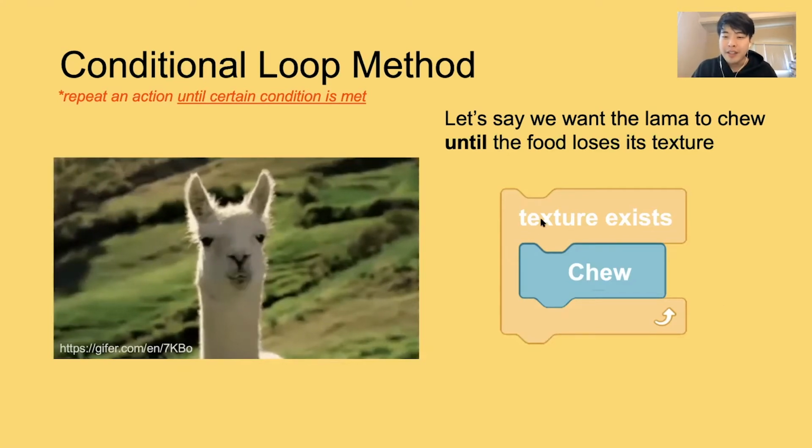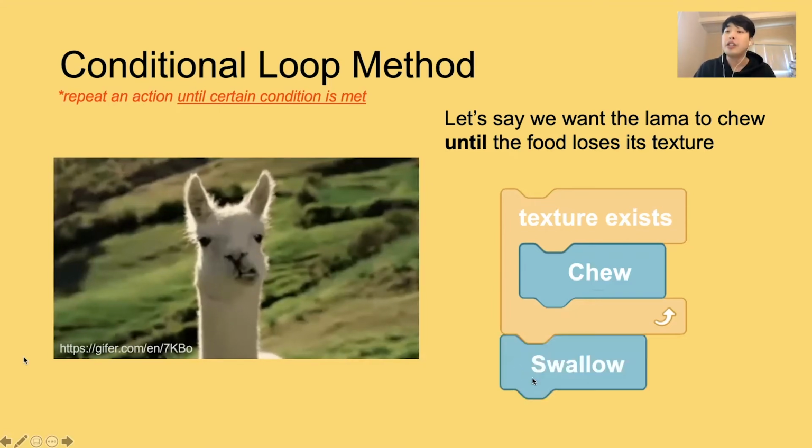So what happens is the llama chews its food, and the texture is still there. Chews, and it's still there. Chews again, and the texture is still there. Chews again, and now there's no longer any texture. So it goes back and asks, is there texture in the food? The answer is no. Then it will bypass chew and go to the next step, which is swallow its food. That means in a conditional loop, what's inside will only run if the condition is met. If the condition is not met, it will escape. Got it? Hopefully that makes sense. If not, pause the video and think about it.